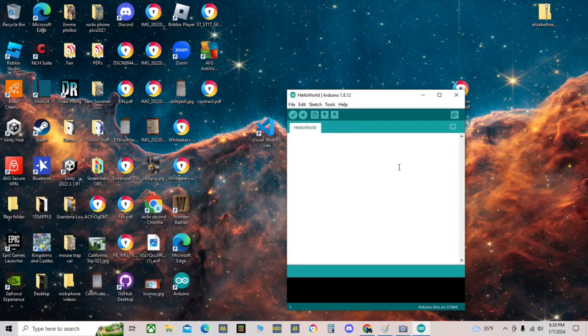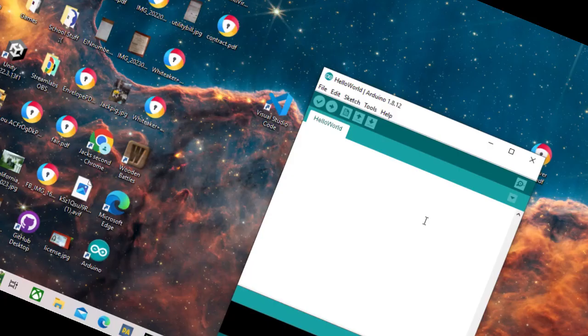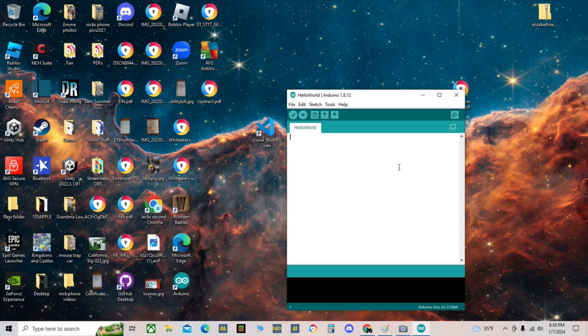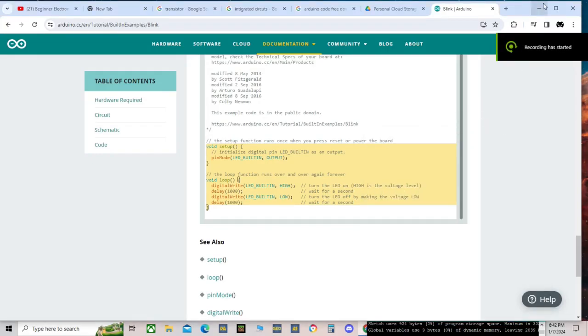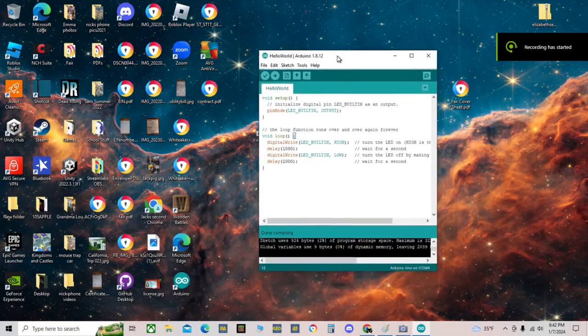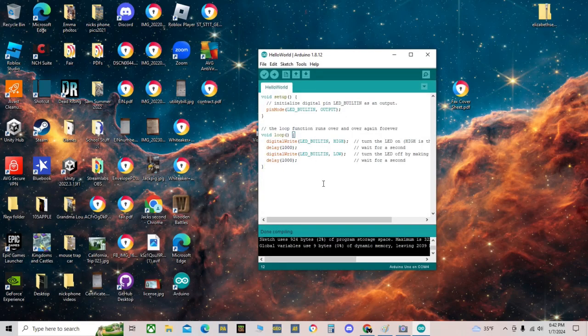Now, what this does is it takes the code that you write and interprets it into the Arduino board. Okay, here is the code that I totally didn't steal. Don't look at that. This is written in C++. Well, not in C++. It's based off of C++.